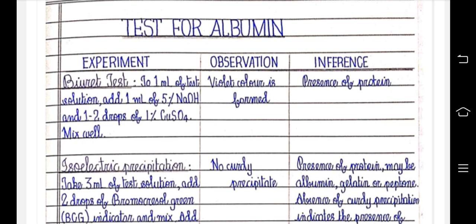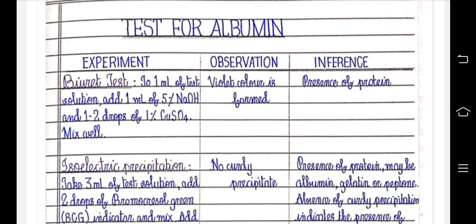To 1 ml of test solution, add 1 ml of 5% NaOH and 1 to 2 drops of 1% CuSO4. Mix well. No need to heat. Violet color is formed, indicating the presence of protein. Or you can perform the Biuret test by just adding the Biuret reagent. The already mixed solution is also available. Just introduce that Biuret reagent. We will be learning this procedure after some time.